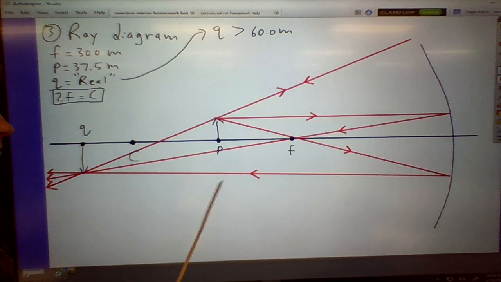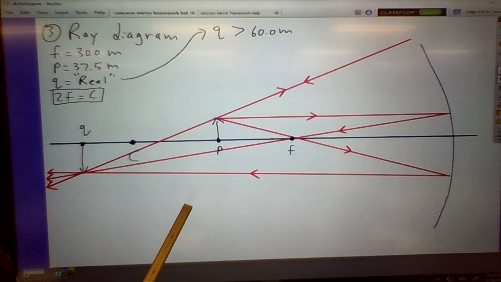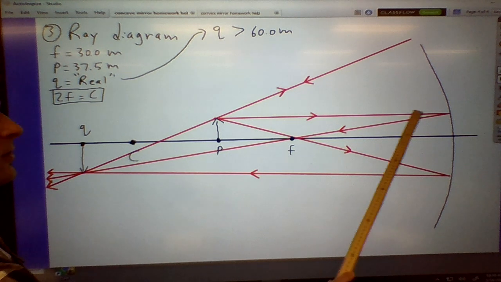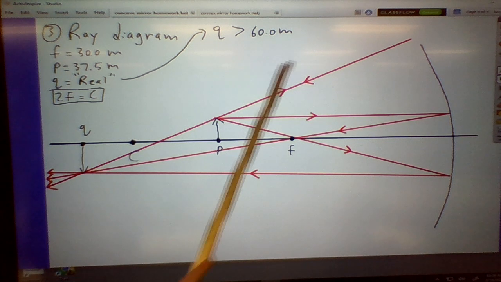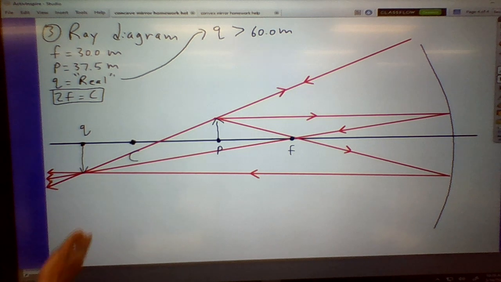Here's the ray diagram, laid out as specified according to the givens: parallel, through F, parallel, and through C, generating an image that is real but inverted, as you would expect.